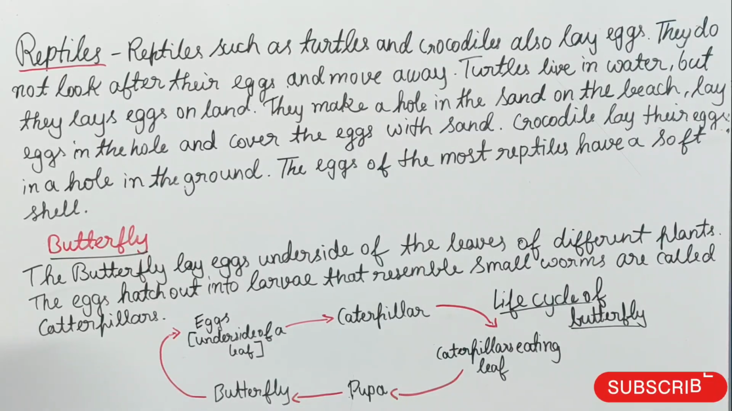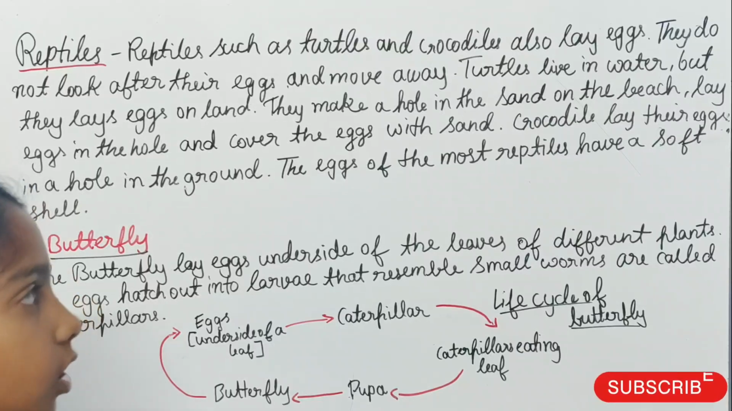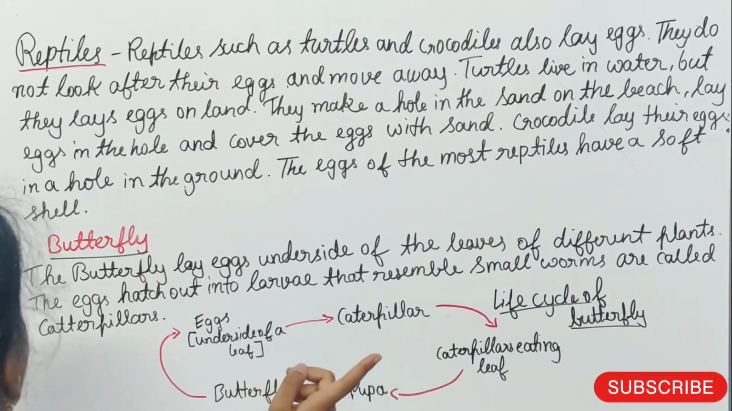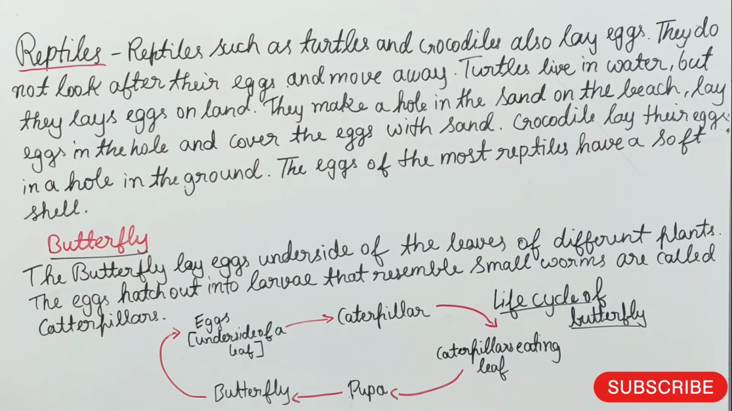The turtles make a hole in the sand on the beach. जो टर्टल्स होते हैं वो एक होल बनाते हैं बीच पे. ओके, lay eggs in the hole and cover the eggs with sand. फिर क्या करते हैं, जो टर्टल्स होते हैं वो होल्स में eggs lay करते हैं, और फिर वो उस अंडे को पूरा सैंड से कवर कर देते हैं.